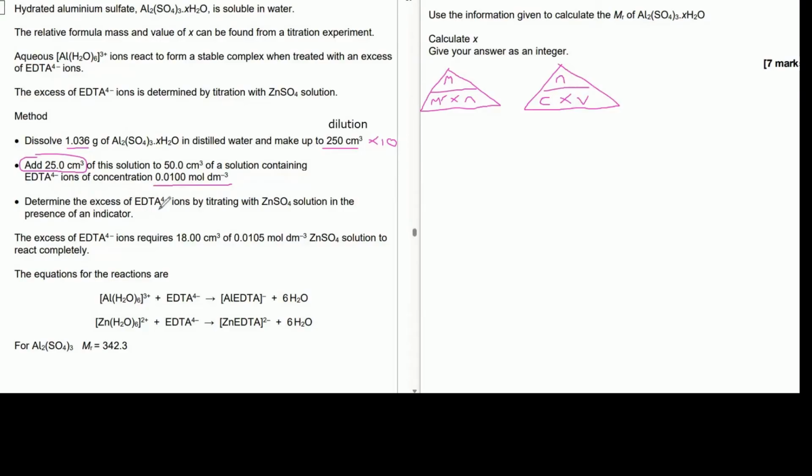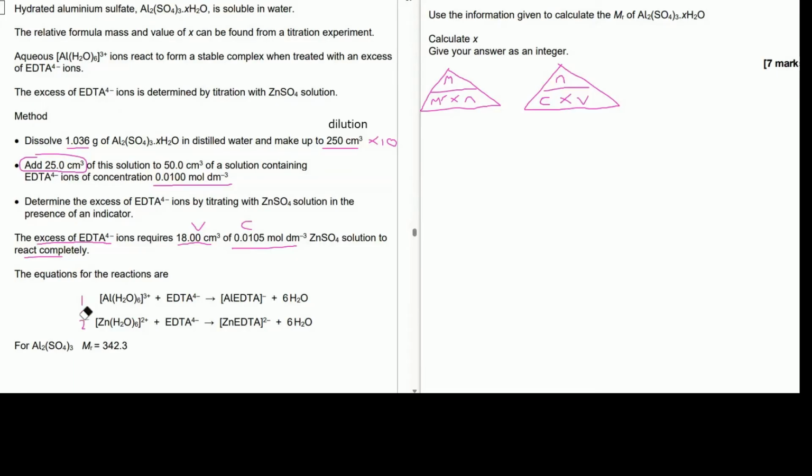Determine the excess of EDTA4- ions by titrating with zinc sulfate solution in the presence of an indicator. The excess EDTA4- ions require 18 centimeters cubed, that's our volume, and 0.0105 mole per decimeter cubed to react completely. Look, I've been given a volume and a concentration, so we've got a great starting place where we can work out moles. We've got two equations, 1 and 2.